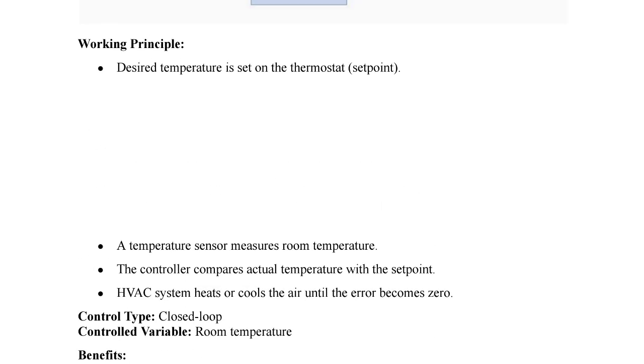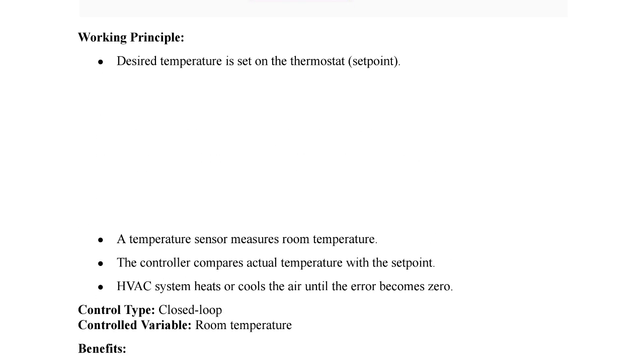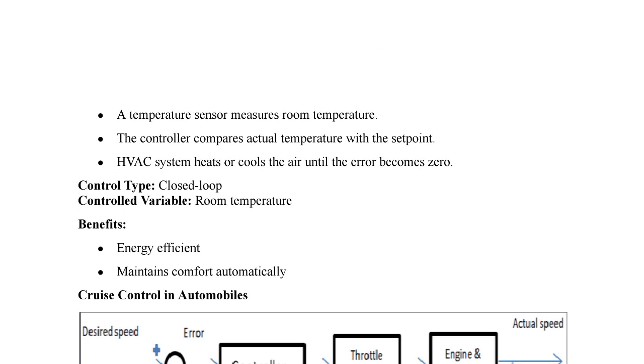Here the working principle is, first, the desired temperature is set on the thermostat. The temperature sensor measures the room temperature. The controller compares the actual temperature with the set point. And now the HVAC system heats or cools the air until the error becomes zero. Here the control type is closed loop and the control variable is room temperature. The benefits are energy efficiency and maintaining comfort automatically.